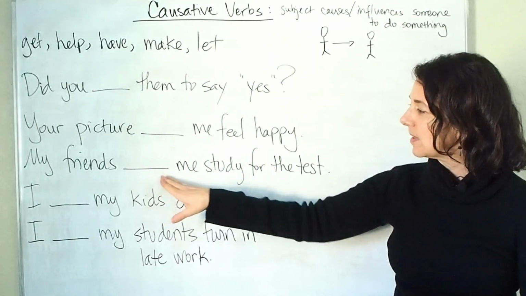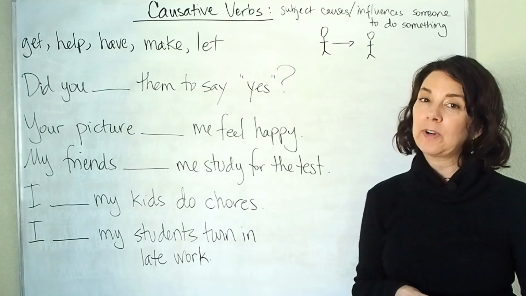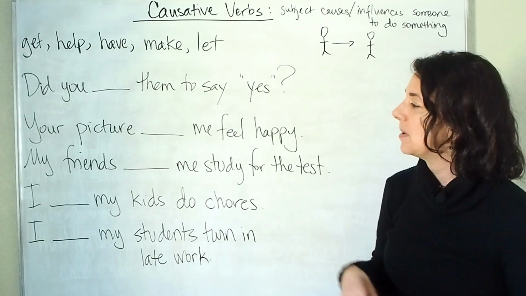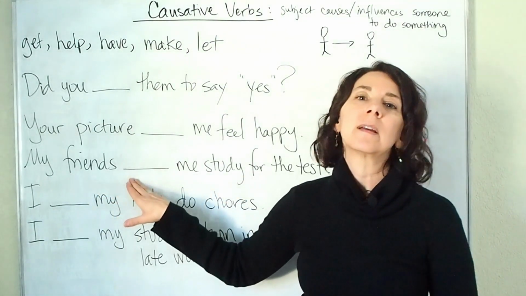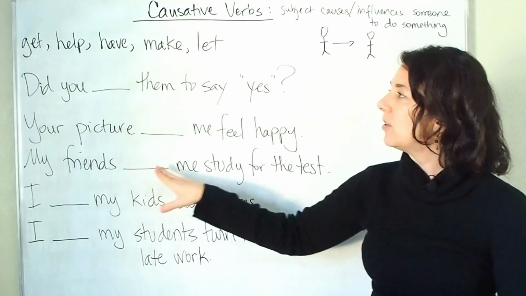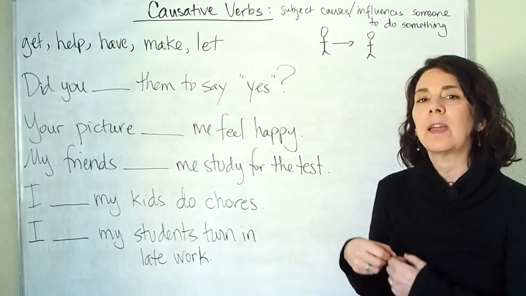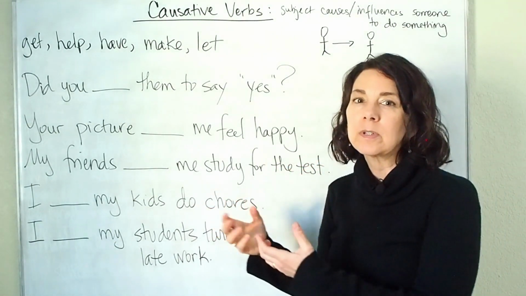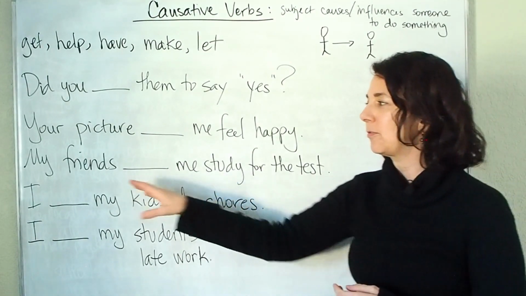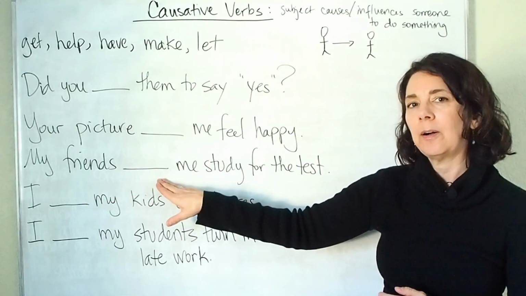My friends, me study for the test. So think about the meaning. Did my friends force me to study? Probably not. So maybe we could say my friends helped me study for the test. We could use have here, meaning that they pushed me to do it. They caused me or influenced me to do it. My friends had me study for the test, but probably your friends are not going to really do that too much. It is possible, but I would probably say helped.